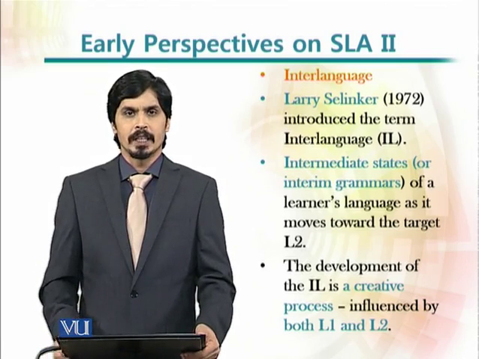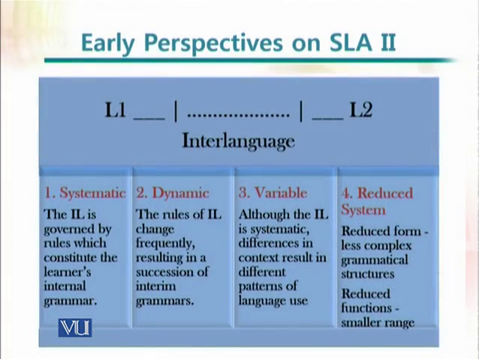Let's look at the next slide. If you look here, you could see on the extreme corners L1 and L2, and in the middle is the interlanguage. And as I said earlier, this is an intermediate state. This has certain features. If you look on the left, you could see this is systematic. This is not abrupt. The interlanguage is governed by rules which constitute the learner's internal grammar. It's also dynamic. The rules of IL keep changing, and they do so quite frequently, resulting in a succession of interim grammars, because the learner is in the process of learning, so there is a possibility of change. And the change shows that the learner is learning something.